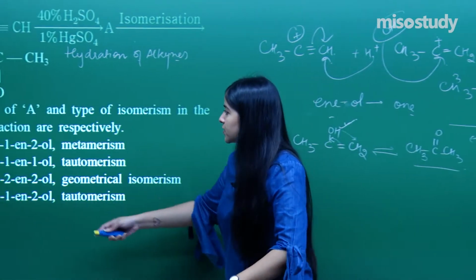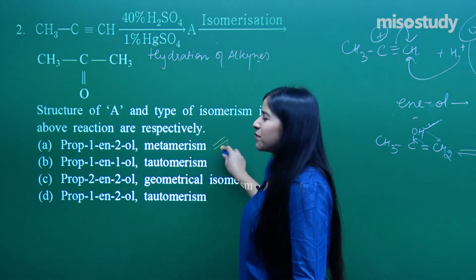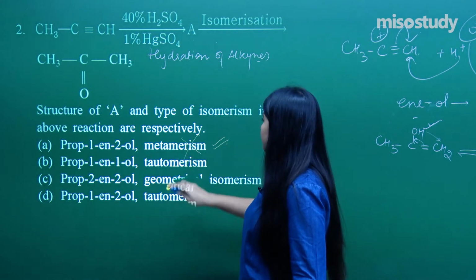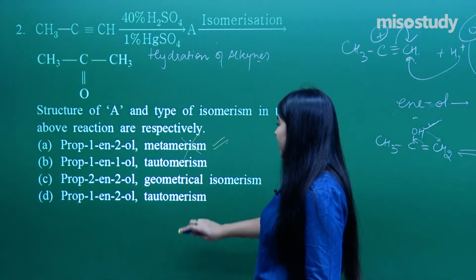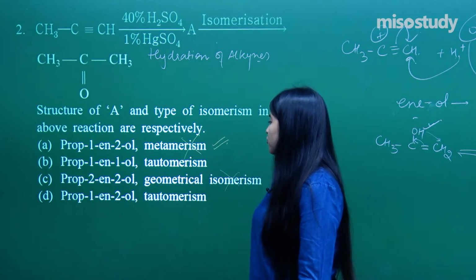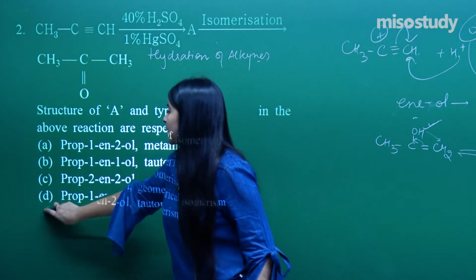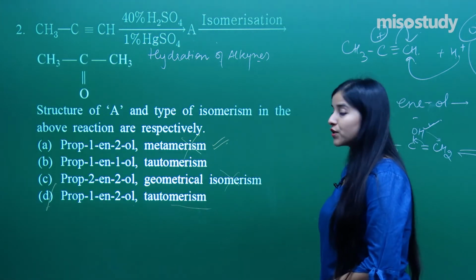Let's check out the options. Prop-1-ene-2-ol, but here they are giving me metamerism. I don't think metamerism will do. Geometrical isomerism? No, not at all. Prop-1-ene-2-ol tautomerism, and that is my answer. I hope everybody is clear. So that was an interesting question.